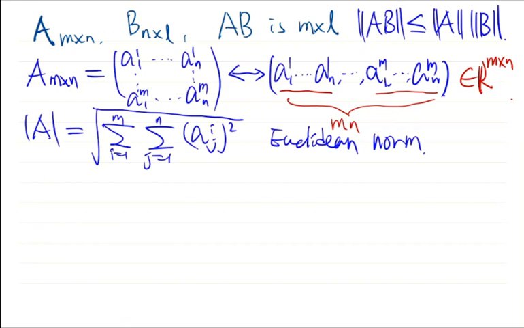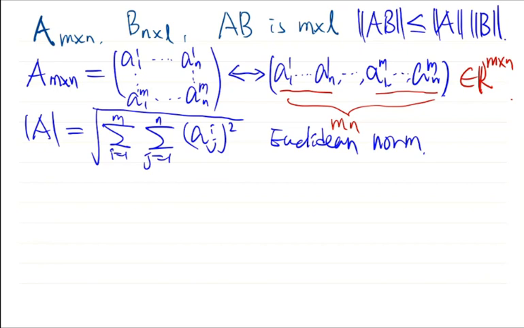This norm is also useful, but it is not as convenient as the norm we previously introduced. For example, using the Euclidean norm, this property is also true, but much more difficult to prove. This is the reason why we will not use the Euclidean norm. We use the norm: the maximum of the norm of AX over the unit sphere.